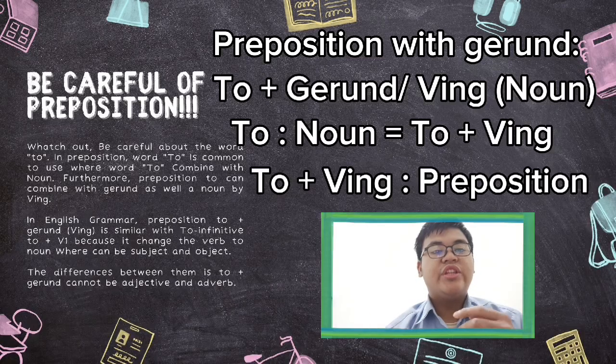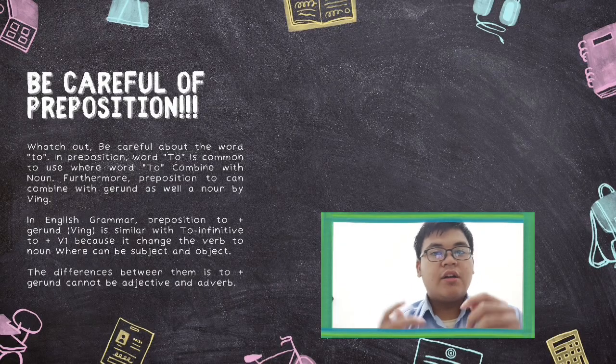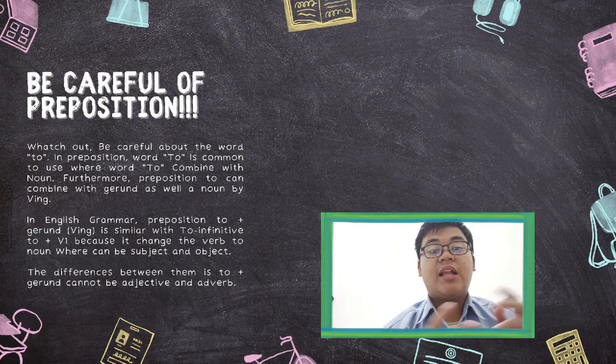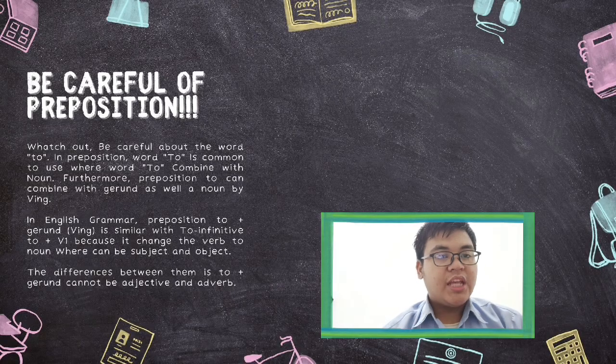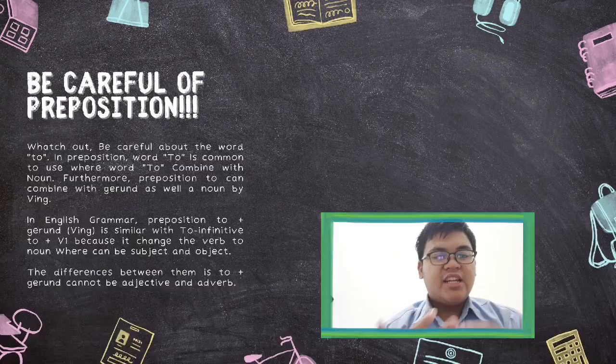The preposition with to and gerund is a to plus noun, while to infinitive is to plus verb. Gerund, or to plus gerund in preposition, only becomes a noun, while to infinitive can be a subject, can be an object, can be a verb, and can be an adjective.